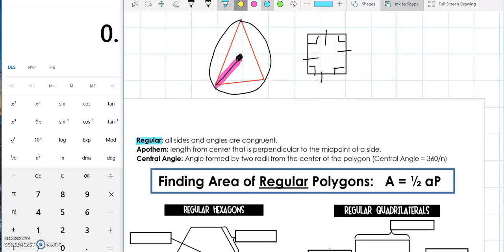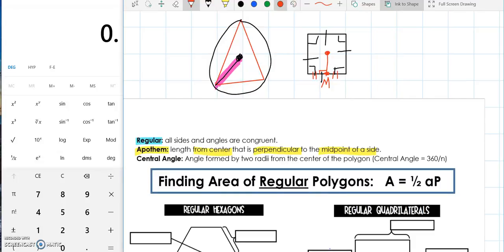Now, the next vocabulary word that we have to go over that's new for this particular year is apothem. Apothem, very important. It's a length that goes from the center of your polygon and is perpendicular to the midpoint of a side. So in our quadrilateral that I drew up here, let's say you have this being the center of your shape, and an apothem would go perpendicular to one side, and it would cut it at the midpoint. Where it crosses is the midpoint of your side, so it would cut it in half.